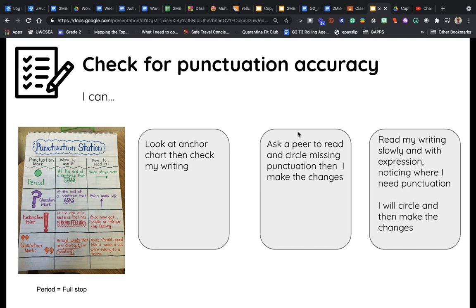Give them a go and see if you can make some improvements to your writing before you think about publishing. Good luck!